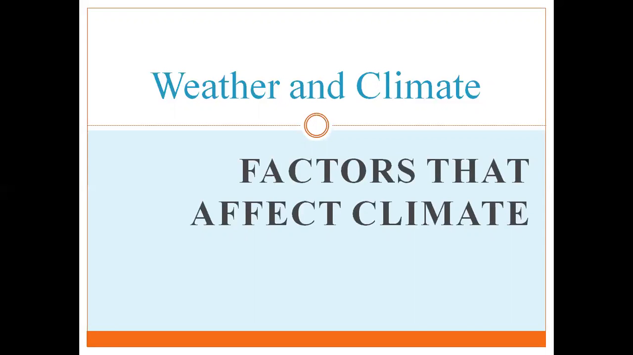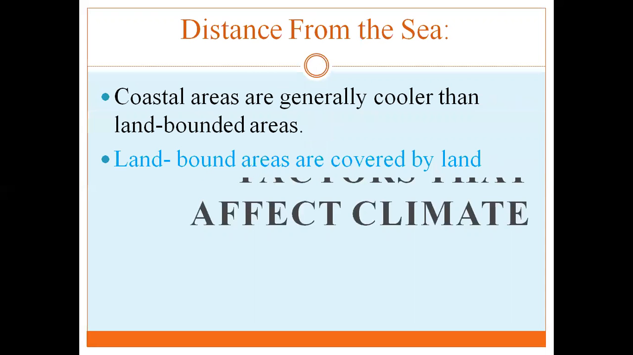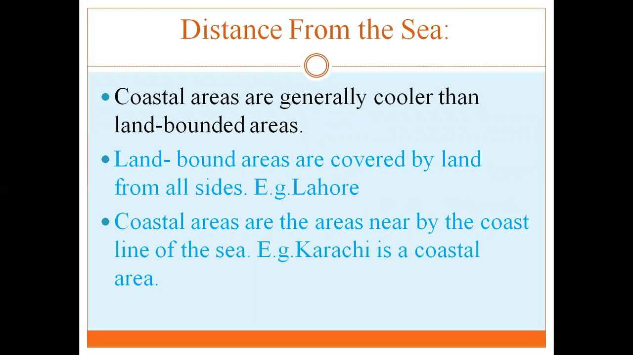Okay, the main reason for different climates in different places is temperature, that is, the different amounts of heat received in different parts of the earth. And these variations in temperature in different places mainly depend on some factors. Let's learn about the factors that affect the climate of a place. Our first factor is distance from the sea.